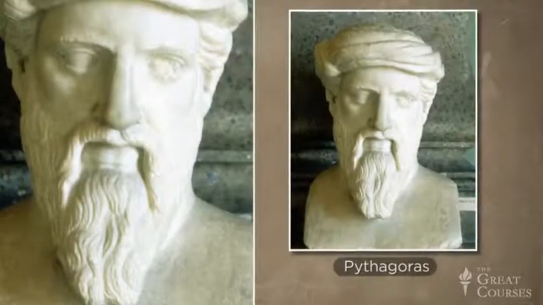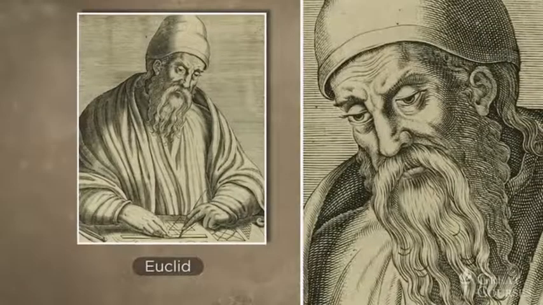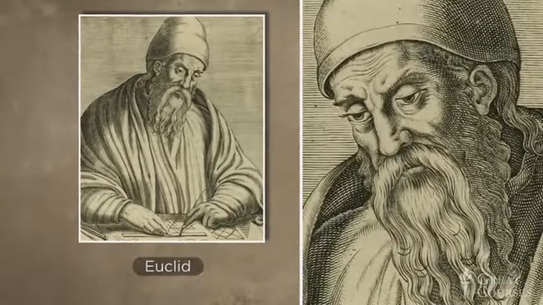The idea that there are certain ratios or proportions that are beautiful or harmonious goes back at least 2,500 years to the Greek mathematician and philosopher Pythagoras. A couple hundred years later, his countryman and fellow mathematician Euclid was among the first to define the golden ratio.